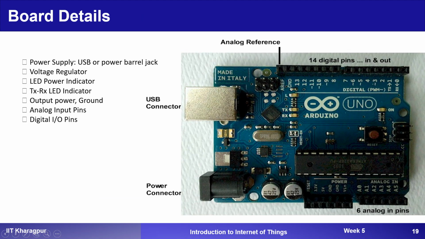Now this is a picture of an Arduino board. It consists of a power supply, that is USB or power barrel jack, then the voltage regulator, then the LED power indicator which shows whether your Arduino board is getting power or not, then the LED indicator, after that the output power ground, then analog input pins and the digital input output pins. This is the USB connector with the help of which you can connect your Arduino board to your computer or system. This is the power connector with the help of which you can give power to your Arduino board. These are the 14 digital input and output pins with the help of which you can connect your Arduino to the other IoT devices.